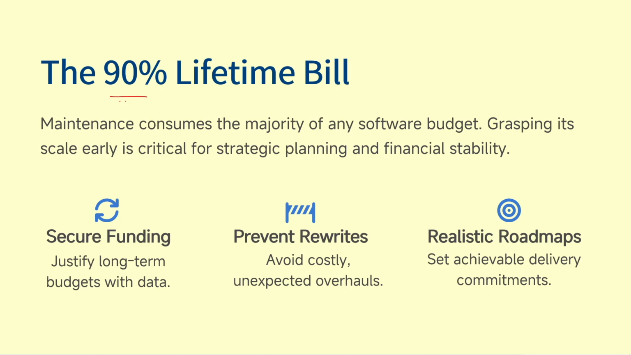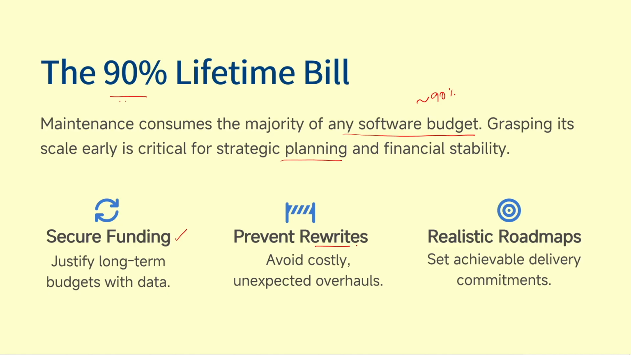So maintenance consumes the majority of any software budget. As I said, it is approximately 90% of the entire budget, and it is very important to plan with respect to the software so that we have financial stability. Maintenance planning helps provide secure funding, provides justification for long term budgets with data, and also helps in preventing rewrites.